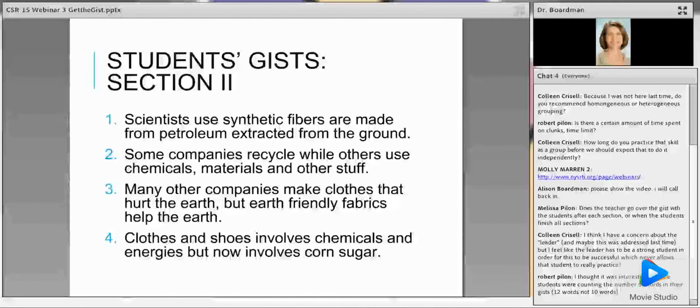A couple of things to notice. If you had these 4 gists in your class, you might be wondering, well, which one seems right? Which is the best one? And I think probably the third one may be the one that captures it the best.